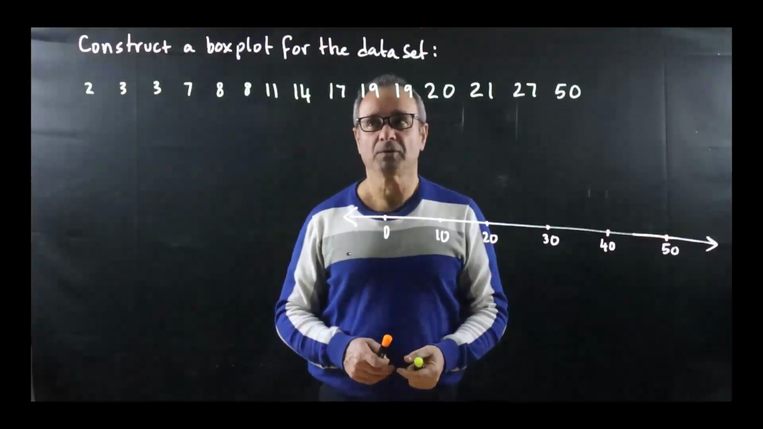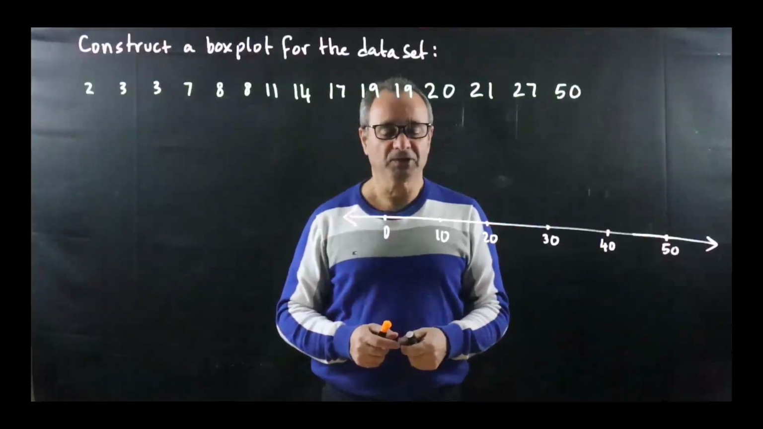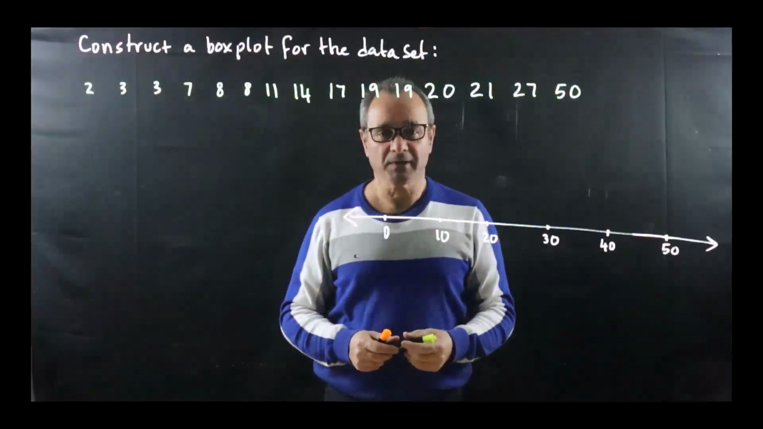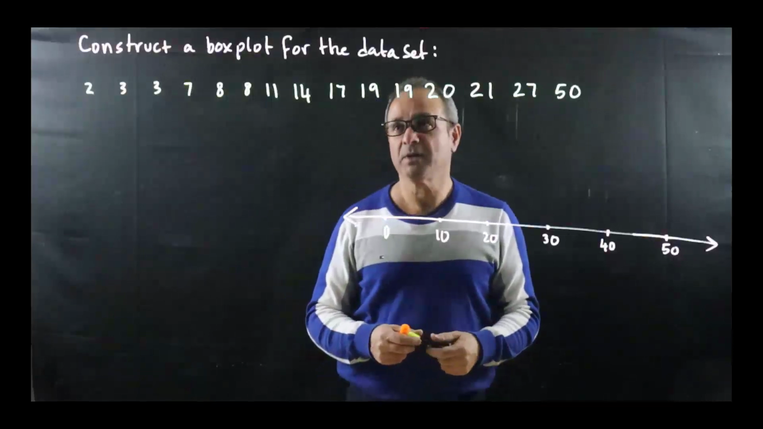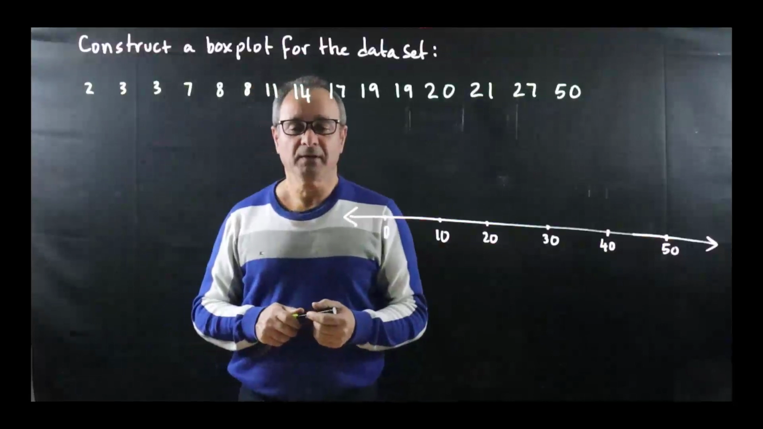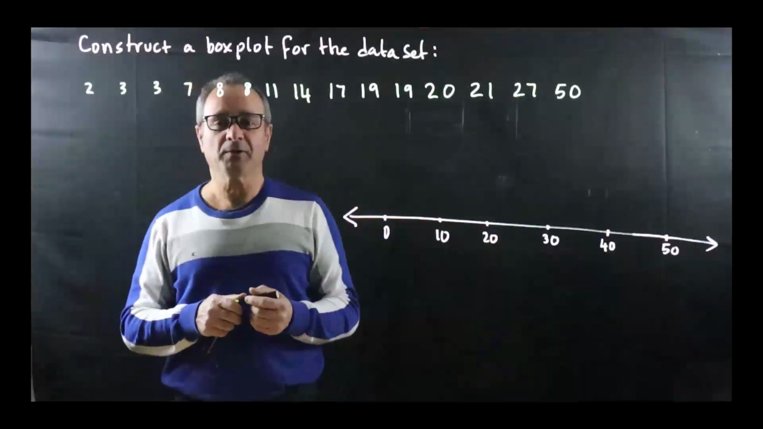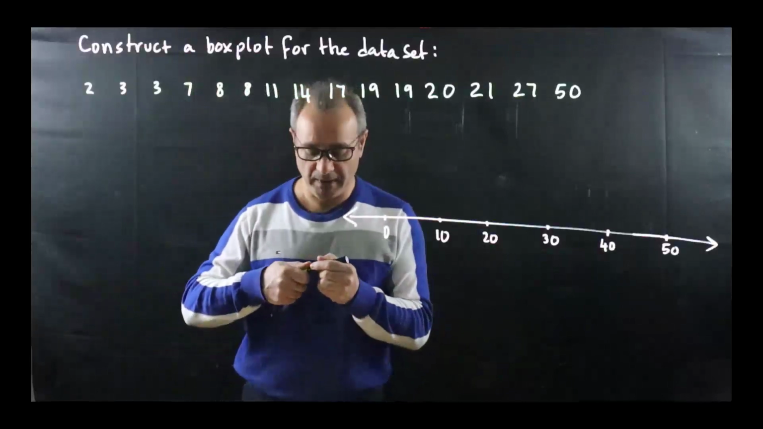In this video I'm going to show you how to construct a box plot for a data set and check if there are outliers. So let's begin with the box plot. In order to do a box plot you need the 5 number summary, which are the minimum, the first quartile, the second quartile, the third quartile, and the maximum.